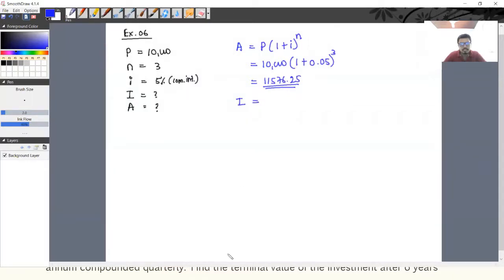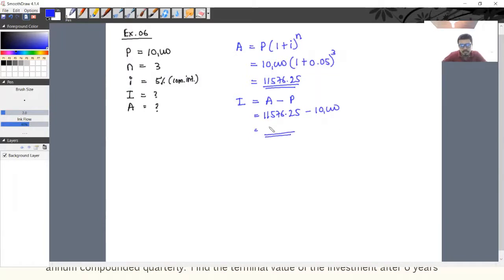What about the interest? That is the difference between A and P. 11,576.25 minus 10,000.